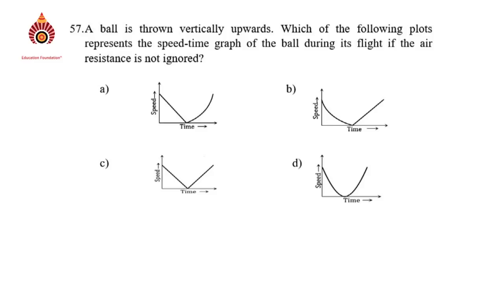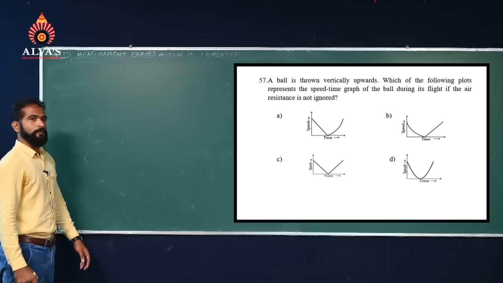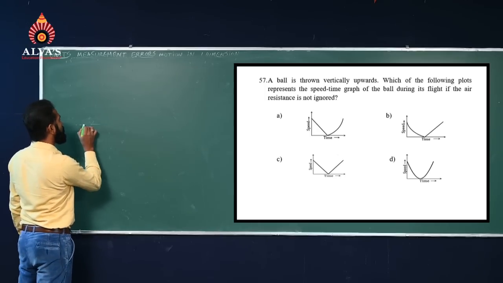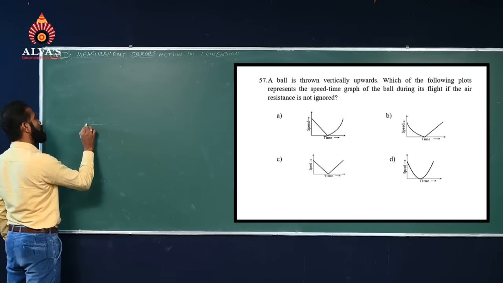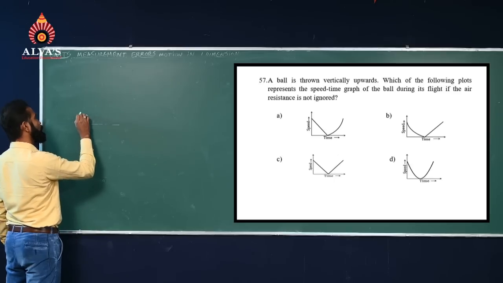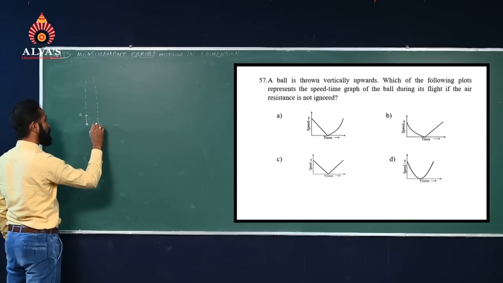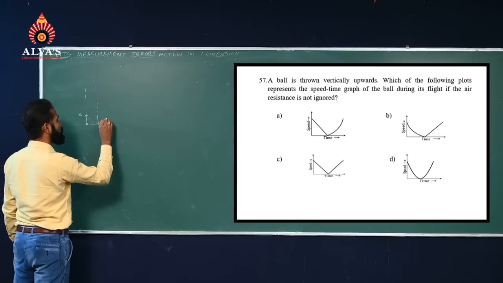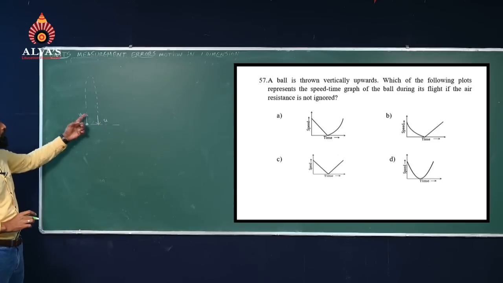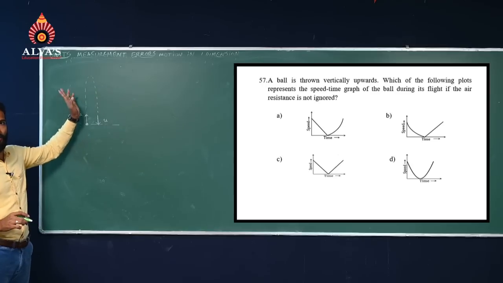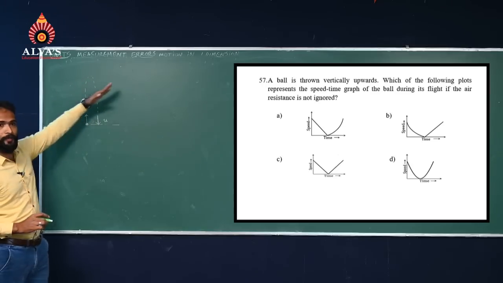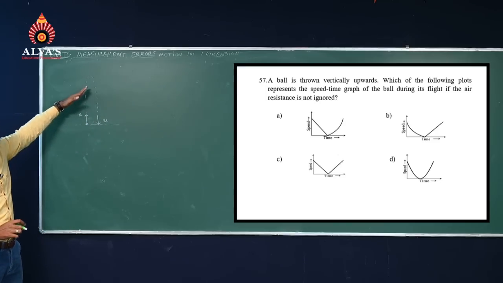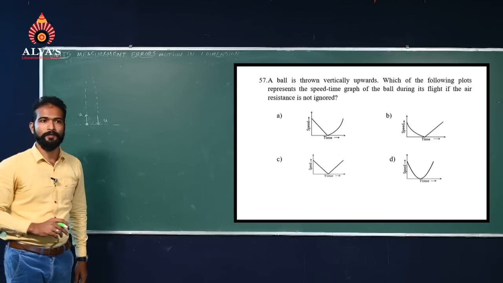Next, question 57. A ball is thrown vertically upwards. Which of the following plots represent the speed time graph of the ball during its flight if the air resistance is ignored. So if the ball is thrown up and if the air resistance is ignored, with what velocity it is thrown, that is u, it goes up, and with the same velocity it is going to reach the hands of the observer, that is also u. So initial value and final value must be same, and since there is no air resistance, the slope of the VT graph also must be same. Slope of the VT graph must be same, so that gives you only option C.